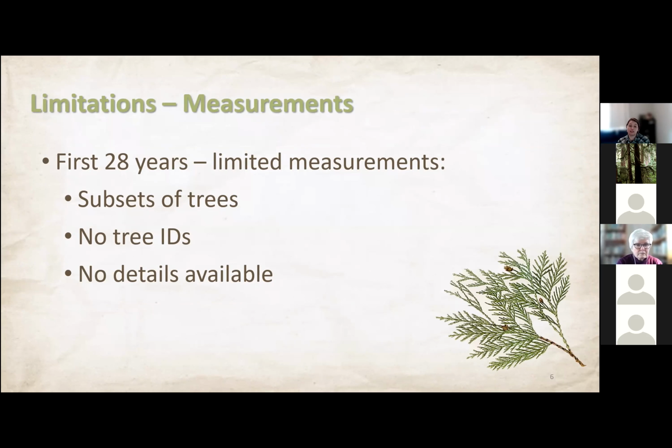One of them is that in the first 20 years of measurements, there was limited funding and staff time available, and the measurements were done in subsets of trees, so alternate rows and subplots. And also the trees were not identified, and we don't have details of the subsets, right? Which alternate rows these were or things like that.